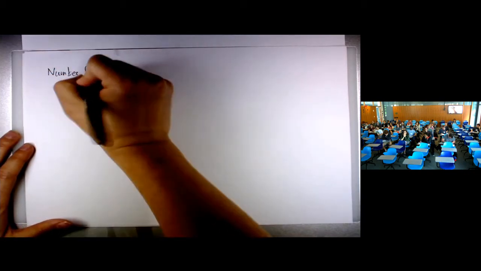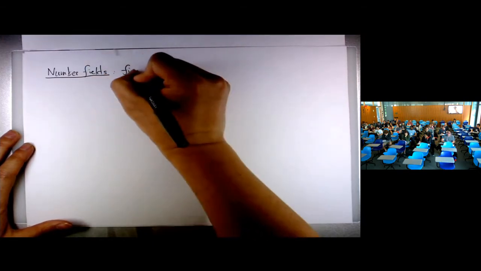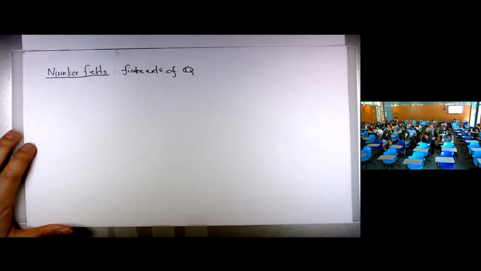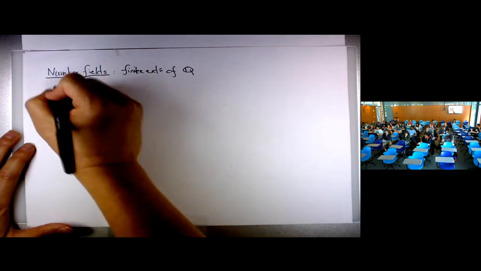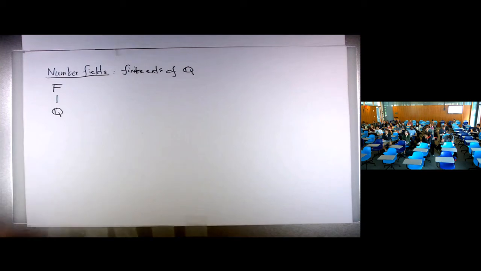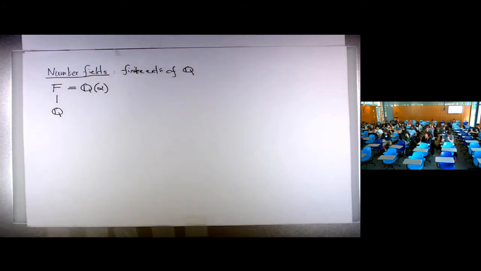So let's get down to studying number fields. A number field is by definition just a finite extension of Q. Usually people write this as F over Q. That's the standard way of writing this. There's a primitive element theorem that if you have a finite extension of a field of characteristic 0, it's always generated by one element.